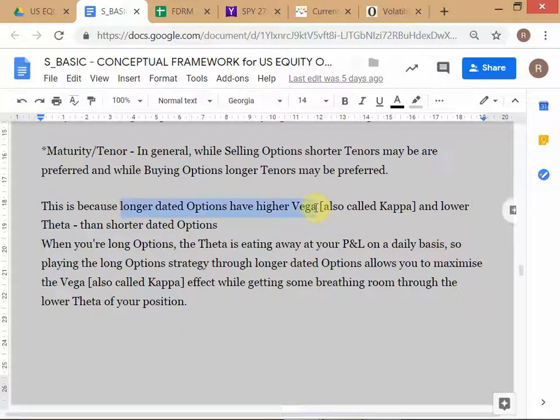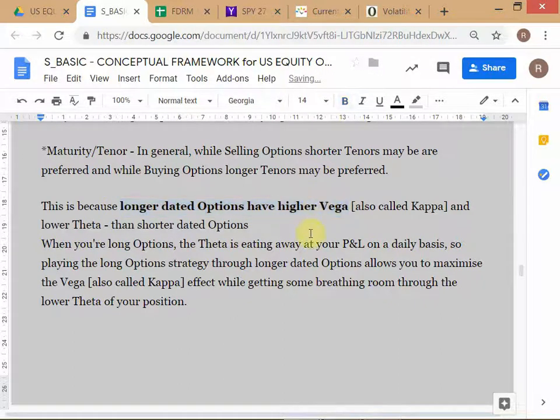What is vega? Vega is the sensitivity to what? Yes, Priya? You have a big grin on your face. I thought because you like options with high vega.